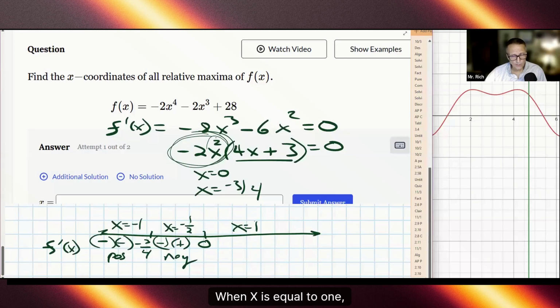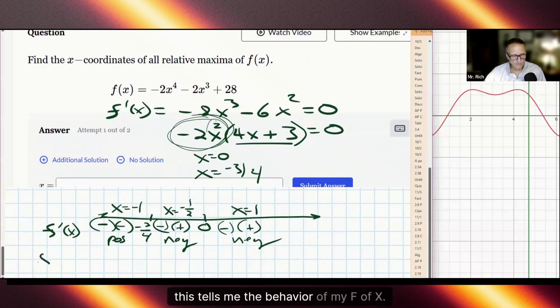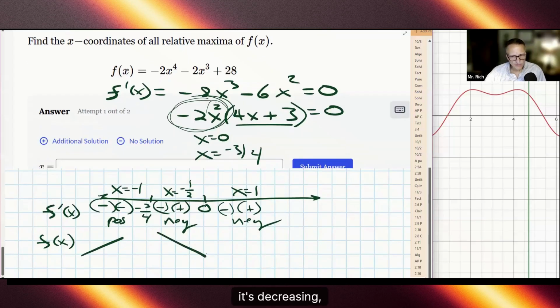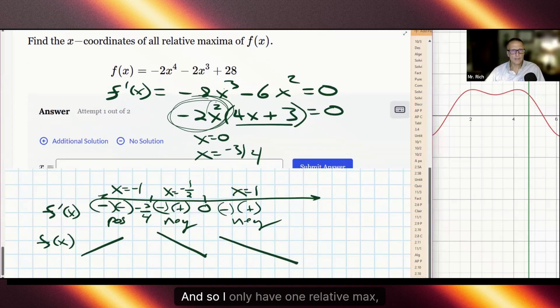When x is equal to 1, it's still going to be a negative times a positive, which is still negative. So this tells me the behavior of my f of x, because where the derivative is positive, it's increasing. Where it's negative, it's decreasing, and then it's still decreasing like that. And so I only have one relative max, and that is the x coordinate of -3/4 right there.